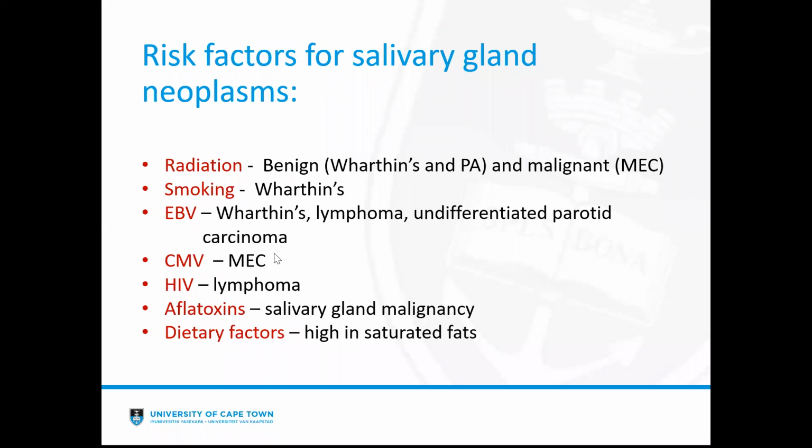Described risk factors for salivary gland neoplasms include, based on studies of atomic bomb survivors in Japan and Chernobyl, radiation is associated with an increased risk in both benign Wharton's and pleomorphic adenomas, as well as malignant mucoepidermoid carcinomas. We know that smoking doubles your risk of a Wharton's tumor. Epstein-Barr virus has been implicated to be associated with bilateral Wharton's, lymphomas, and undifferentiated parotid carcinoma. CMV may have a link to mucoepidermoid carcinoma. HIV, as we know, is a risk factor for non-Hodgkin's lymphomas. Exposure to aflatoxins, specifically Aspergillus mycotoxins, has been linked to an increase in salivary gland carcinomas. And further dietary factors have been postulated, where a diet low in saturated fats with a high intake of fruit and vegetables has been thought to be protective.